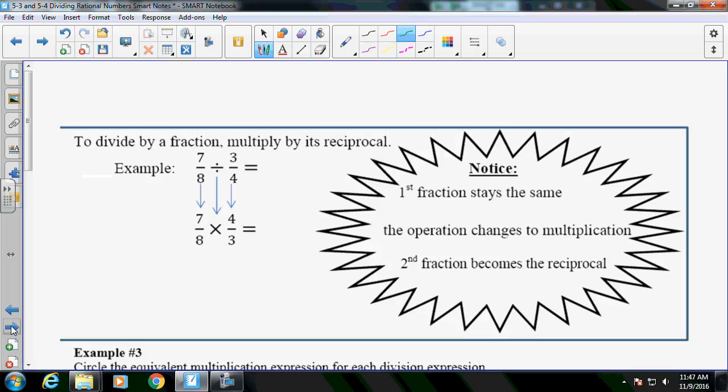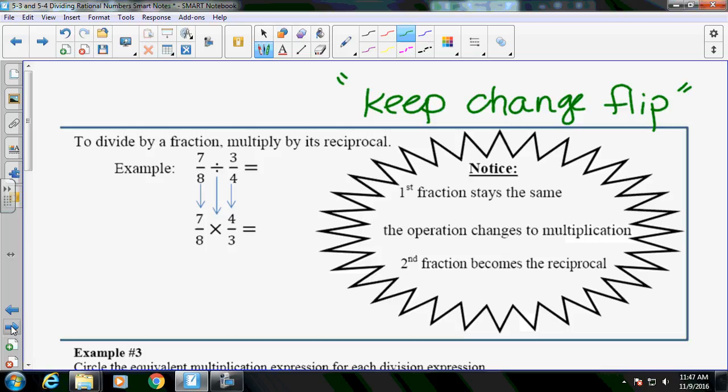So, to divide by a fraction, we multiply by its reciprocal. Now, when we did subtracting integers, I always did stop, add the opposite. Some people do the keep, change, flip. That's one of the ways I've heard of. I keep the first number, I change division to multiplication, and then I flip 3/4 and make it 4/3. So the first fraction stays the same, that's my keep. The operation changes to multiplication, there's my change, and the flip: the second fraction becomes the reciprocal.